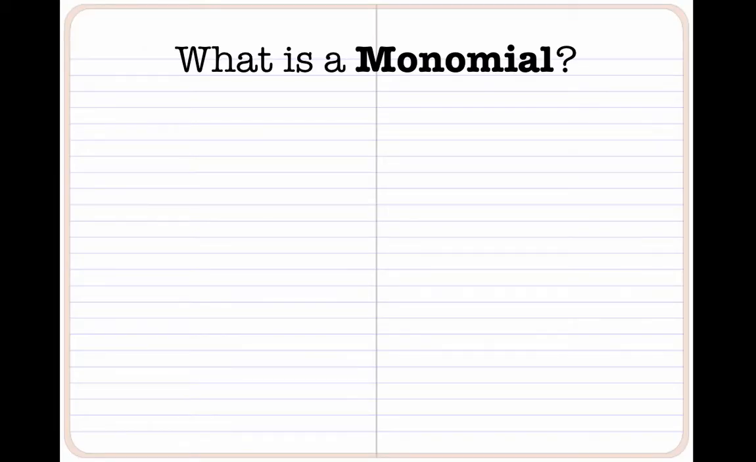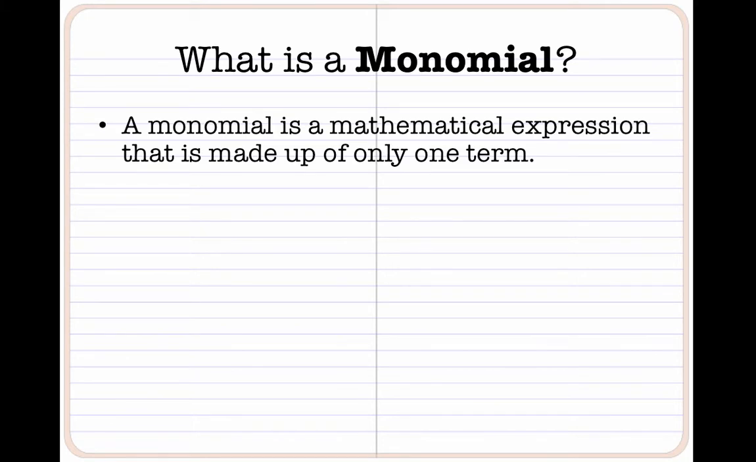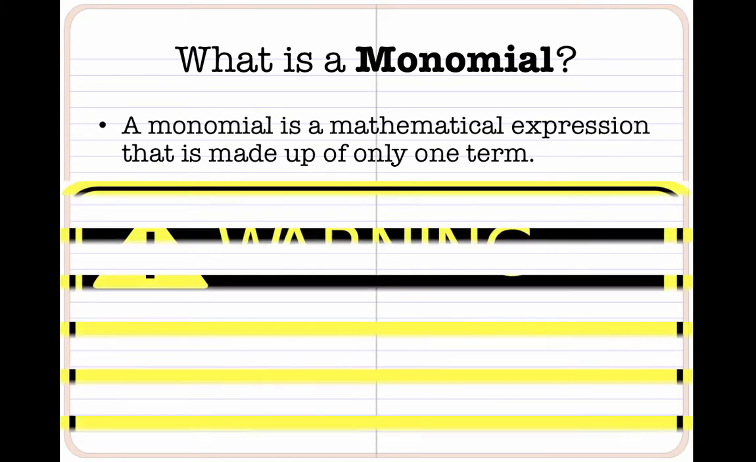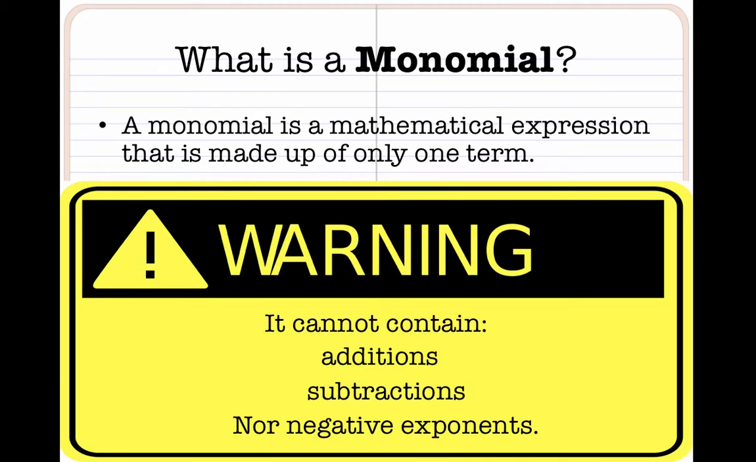What is a monomial? First of all, in order to know how to multiply monomials, we have to know the meaning of them. A monomial is a mathematical expression that is made up of only one term. But warning! They cannot contain additions, subtractions, nor negative exponents.